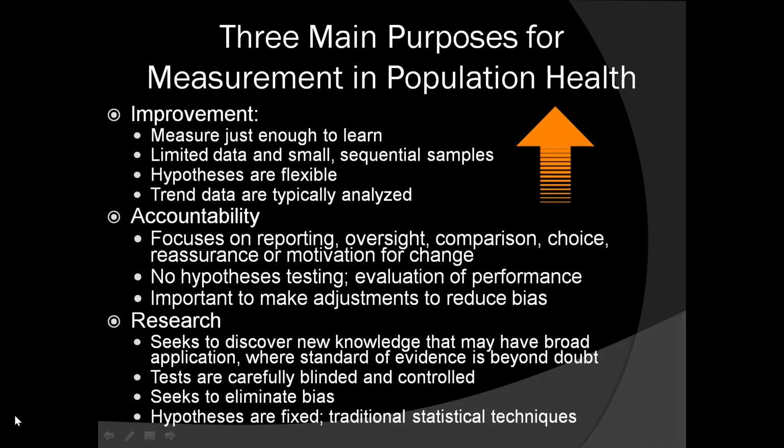Accountability focuses on reporting, oversight, comparison, choice, reassurance, or motivation for change. There's no hypothesis testing, it is an evaluation of performance, and it's important to make adjustments to reduce bias. Research seeks to discover new knowledge that may have broad application, where the standard of evidence is beyond doubt. The tests are carefully blinded and controlled. It seeks to eliminate bias, and the hypotheses are fixed, using traditional statistical techniques.